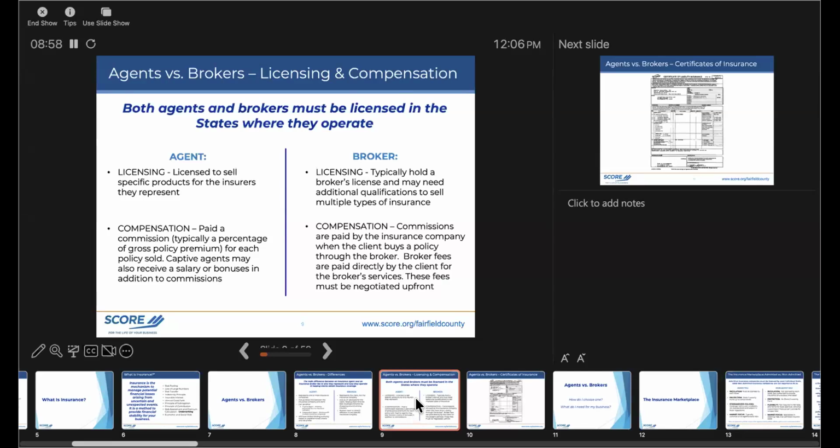A broker must have a broker's license, and their compensation is commissions as well that are paid by the insurance company to the broker. And it works very much like it does with the agent. For very large accounts, insureds will often be on a fee basis that is negotiated up front.